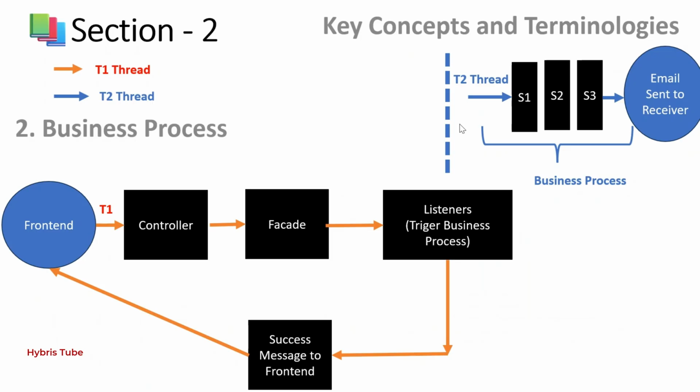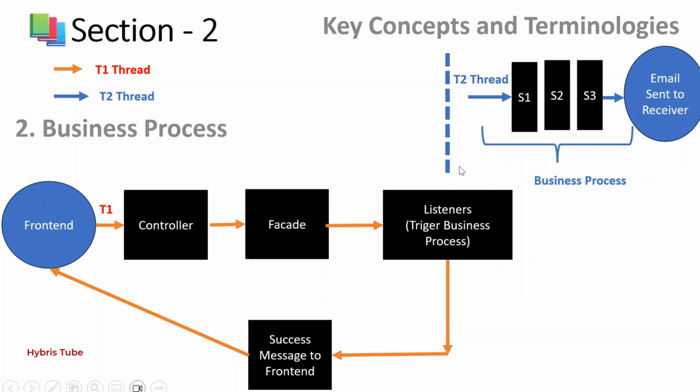And the same is depicted in this diagram as well. Here you can see from the front end we submit the data, a new thread T1 gets created, right? And the flow comes to the controller. From the controller we call the facade, and from the facade we trigger an event, right, using the event service. And that event is listened to by one of the event listeners, and then this event listener will directly send a success message to the front end.